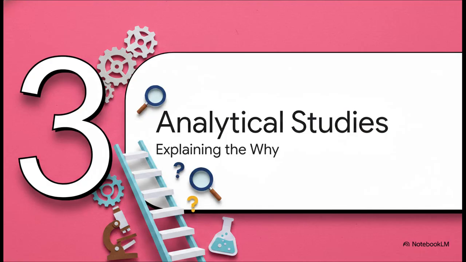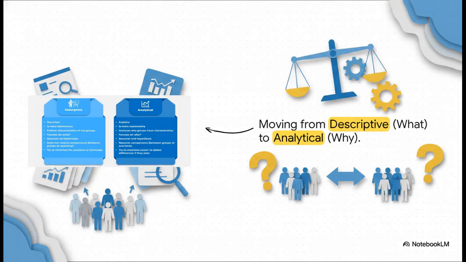Next up is Section 3, Analytical Observational Studies, explaining the why. Okay, now we are stepping up the ladder. Analytical observational studies shift our focus from just describing what is happening to analyzing why groups have certain characteristics. And the key difference here? Comparisons. Analytical studies absolutely require comparing different groups to figure out if certain factors are causing a disease or protecting against it.